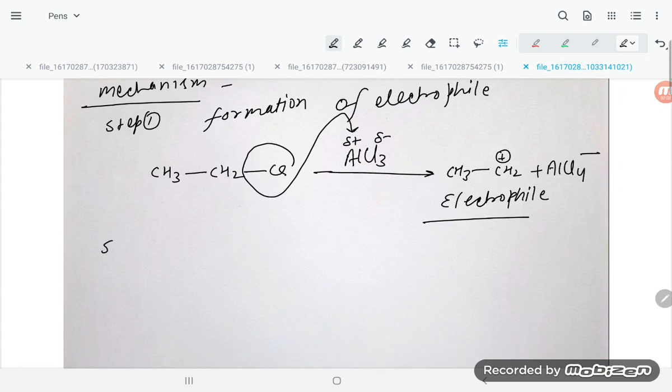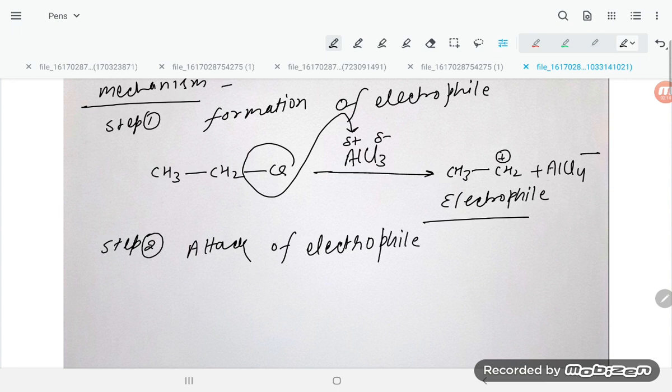Now you go for step number 2. Step number 2 is the attack of electrophile. When you talk about the attack of electrophile, where is it going to attack? Where the electron density is high, on the benzene ring. It is going to attack on the benzene ring.